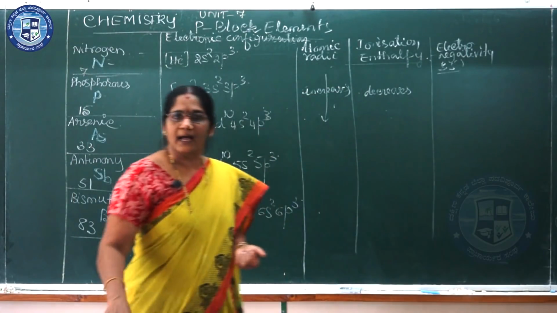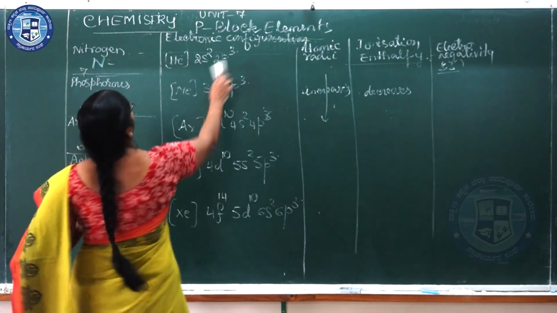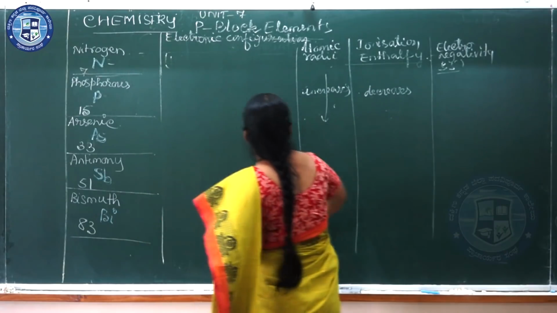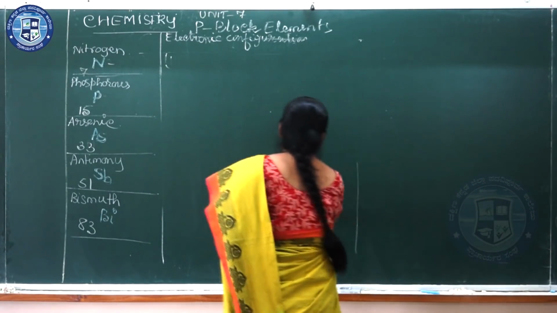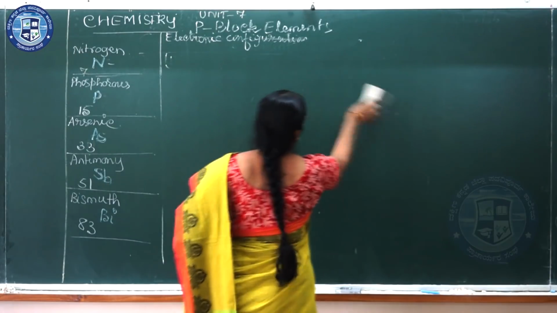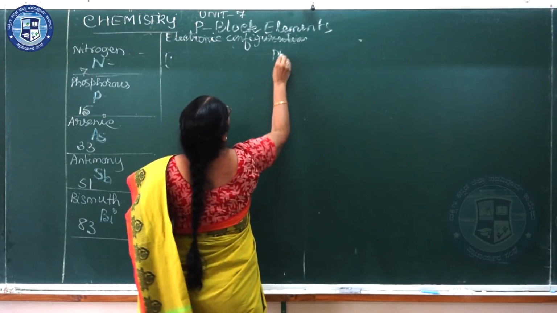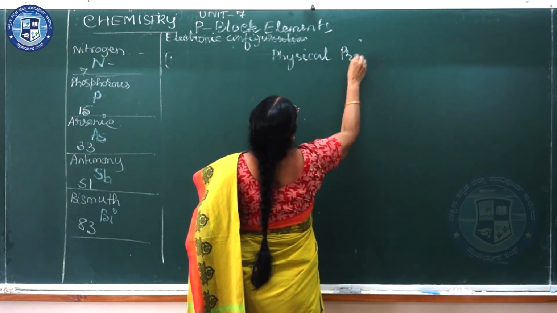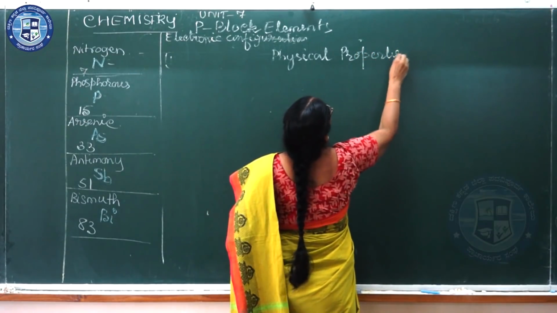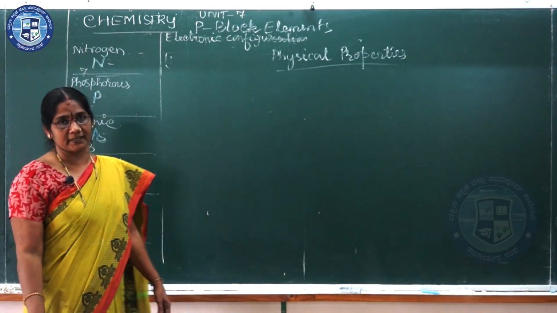So these are some of the atomic properties and their variations which you have to study about group 15 elements. Next we will study some physical properties. What are the physical properties of these metals, or I am sorry, these elements.